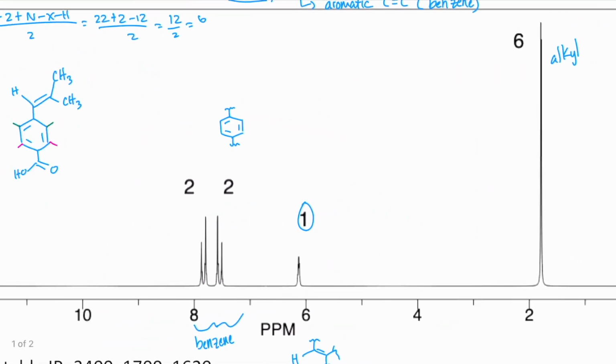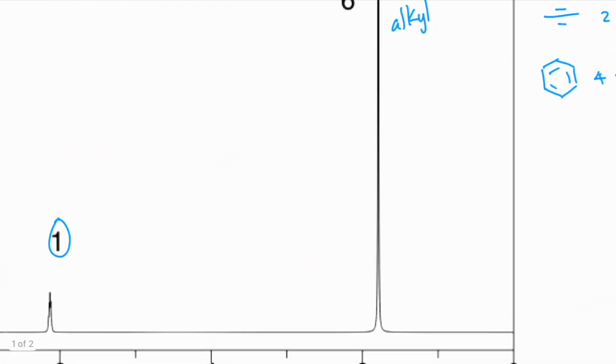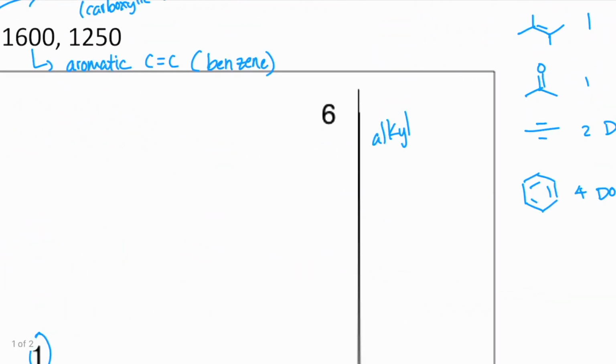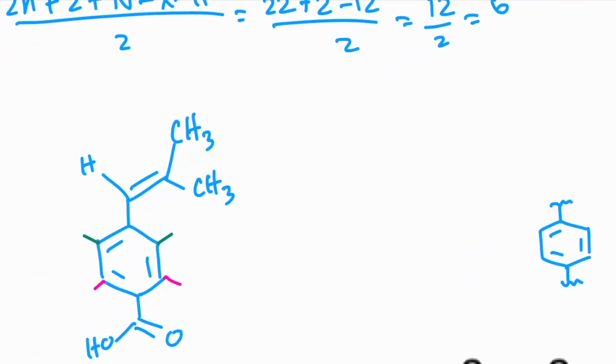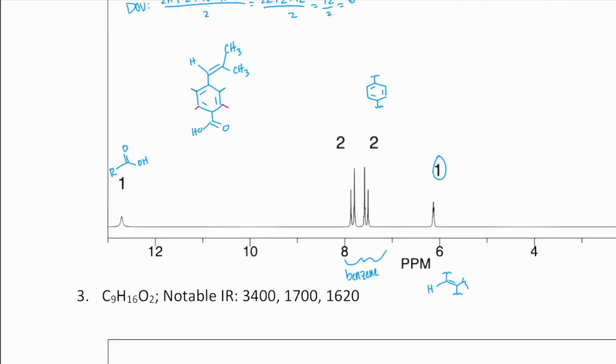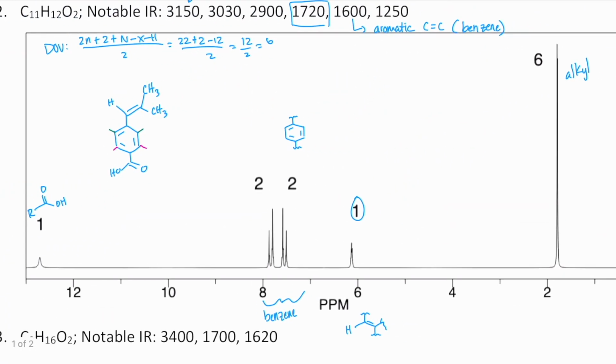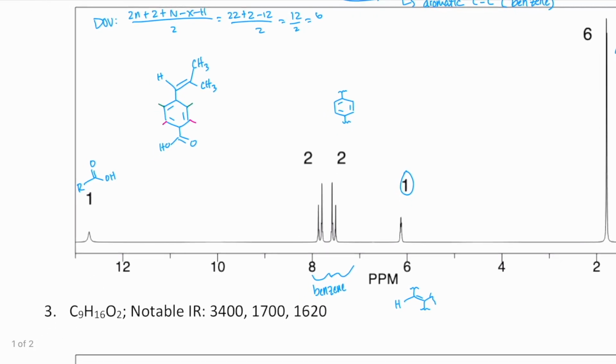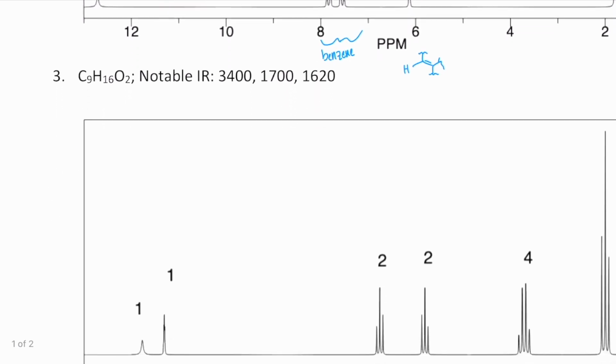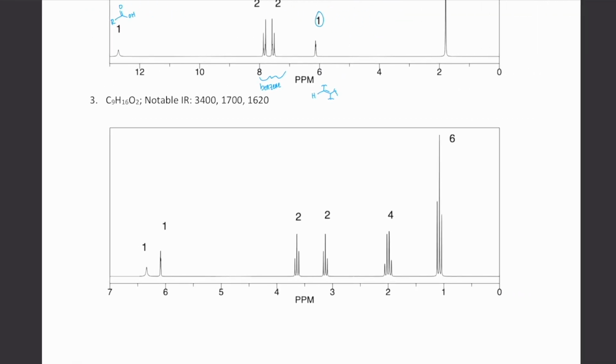And finally, we have 6 alkyl groups that don't have any neighbors, right? It's a singlet. Check here. Yep, these are all singlets. Because 1, 2, 3, 4. Okay? So those hydrogens won't split with one another. Okay? So this one's a little bit more tricky. I don't think you're going to get a benzene one, but it is something to take into account.